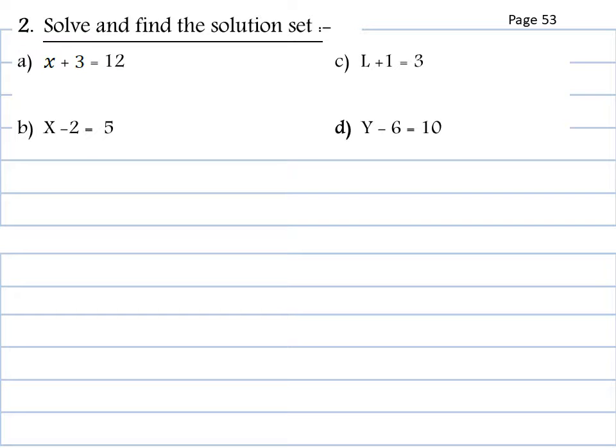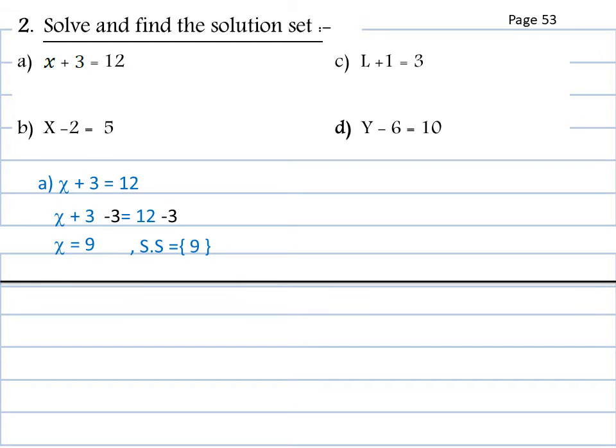Okay, the first problem, x plus 3 equal 12. What is the opposite operation which I have here? I have the operation here, it's plus 3. What is the opposite of plus 3? Minus 3. Whatever I do to one term, I have to do the same to the other term. X plus 3 minus 3 equal 12 minus 3. Okay? So what I have now, I have x by itself in one term, yes, equal what? Equal 9. Don't forget to put your solution set. As you see here, I solve each one in one line by itself, okay, like this.